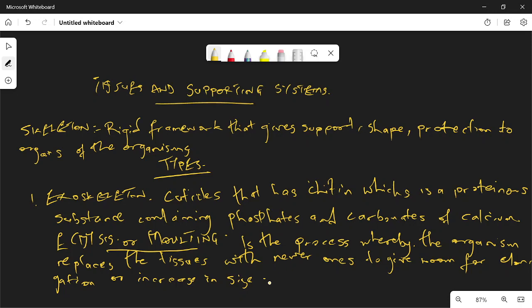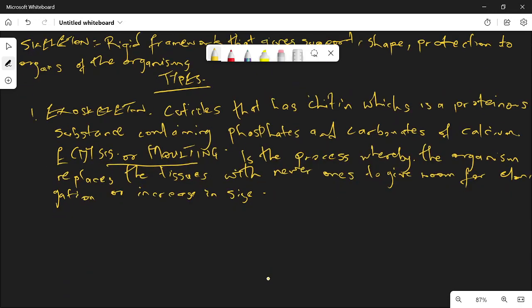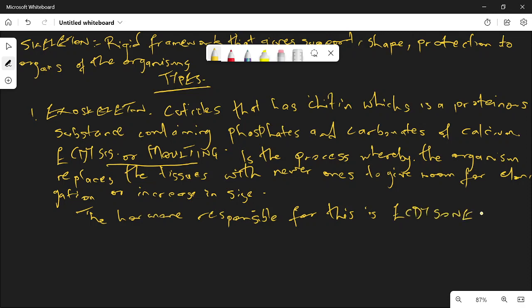Now, there is a particular hormone that is responsible for that. We said that hormone is called what? The hormone responsible for this is ecdysone. The hormone responsible for it is called ecdysone.